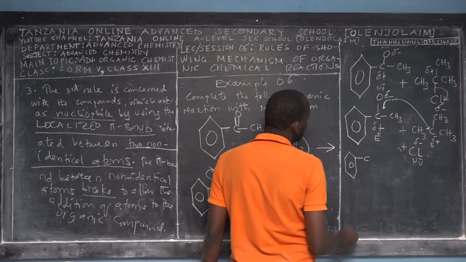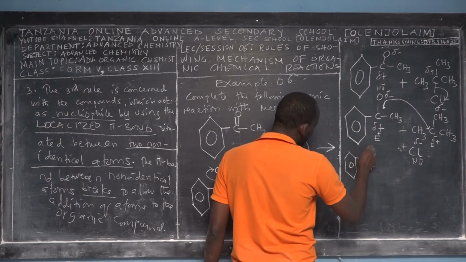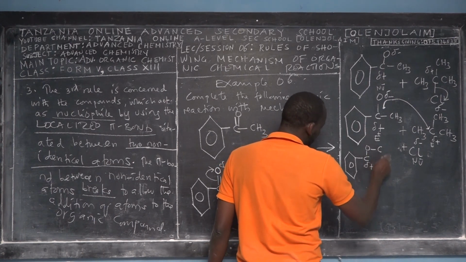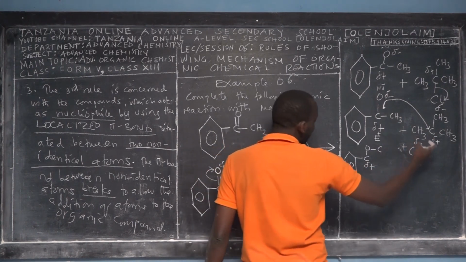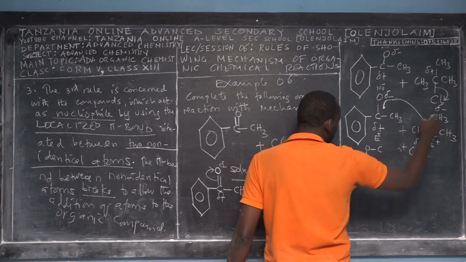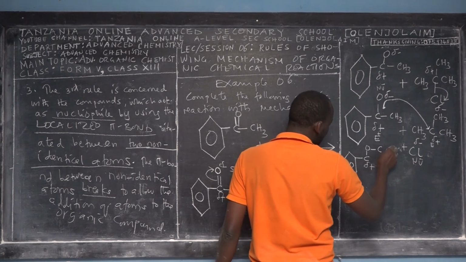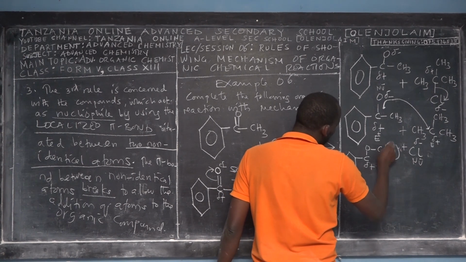This is our carbon, which is still partially positive. Here you have our oxygen. You have a bond to carbon. And then how many methyl groups surround that carbon? 1, 2, 3. So I can write CH3 and then 3.